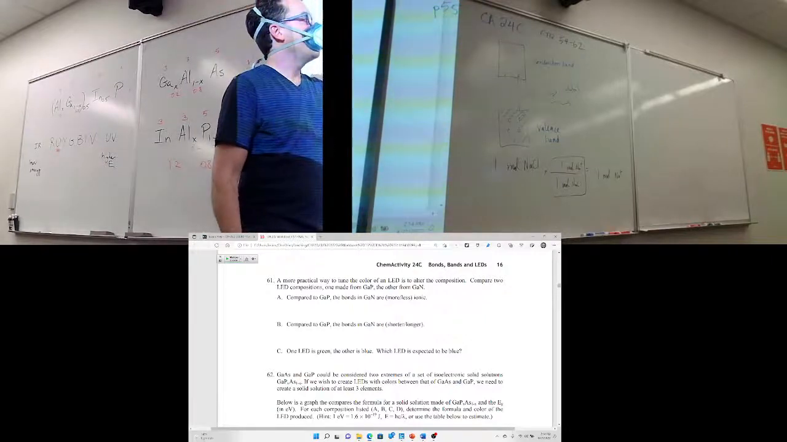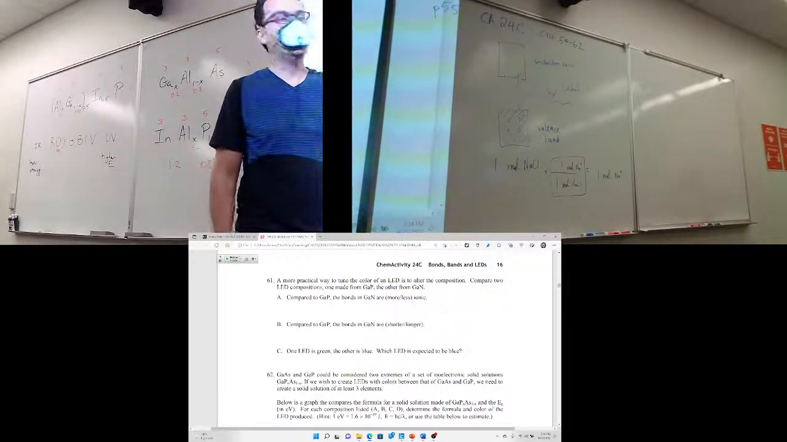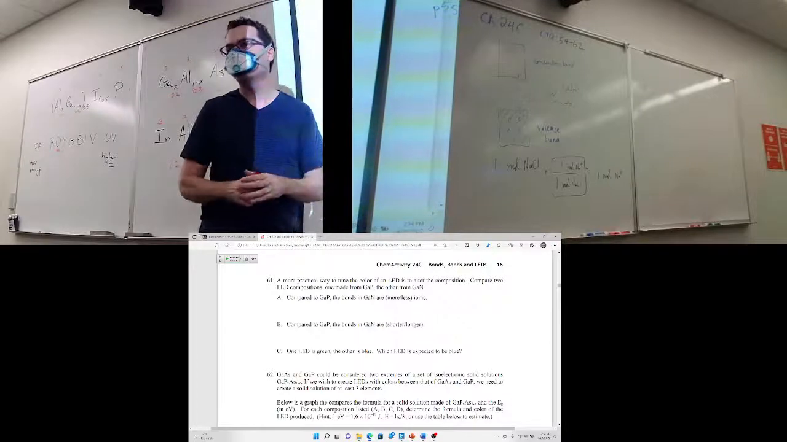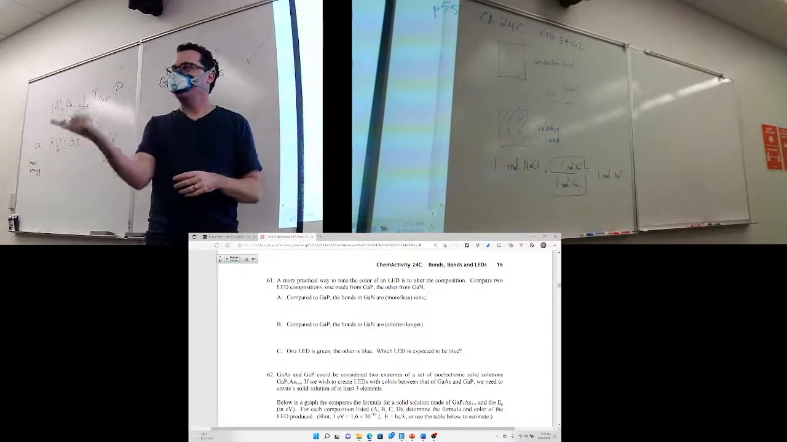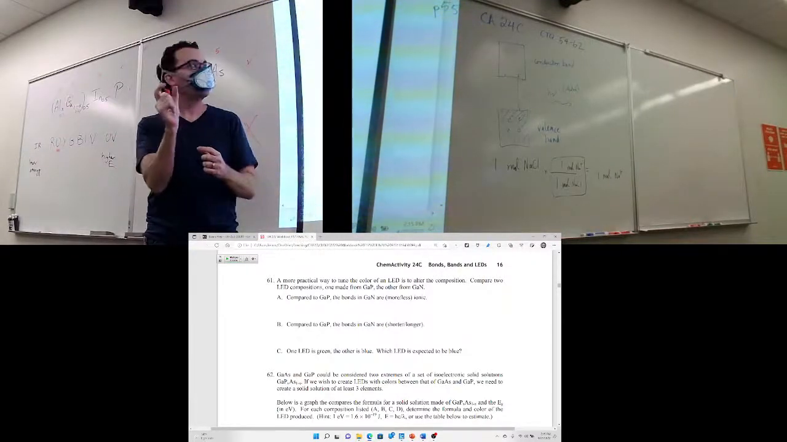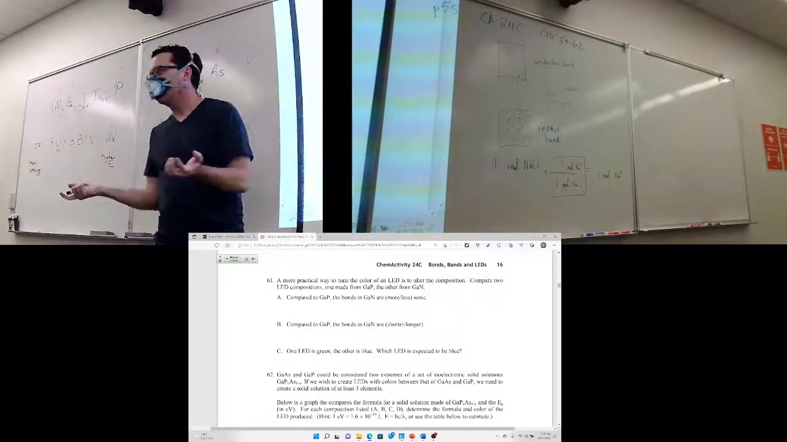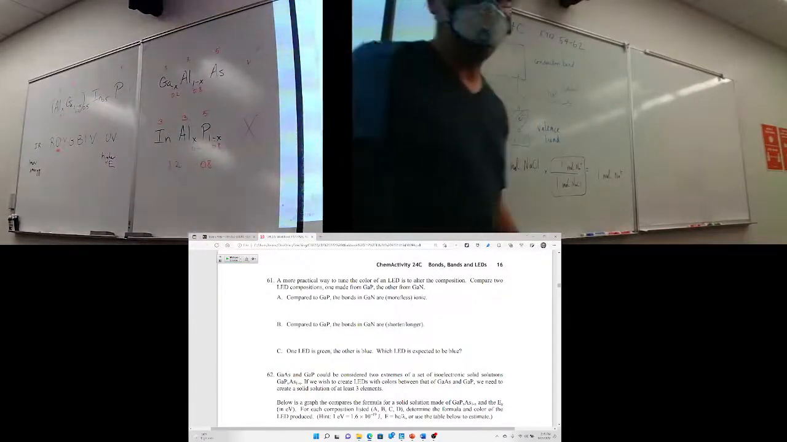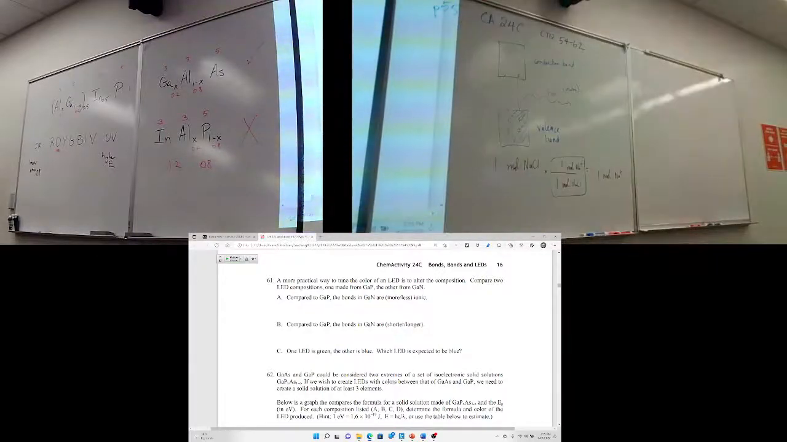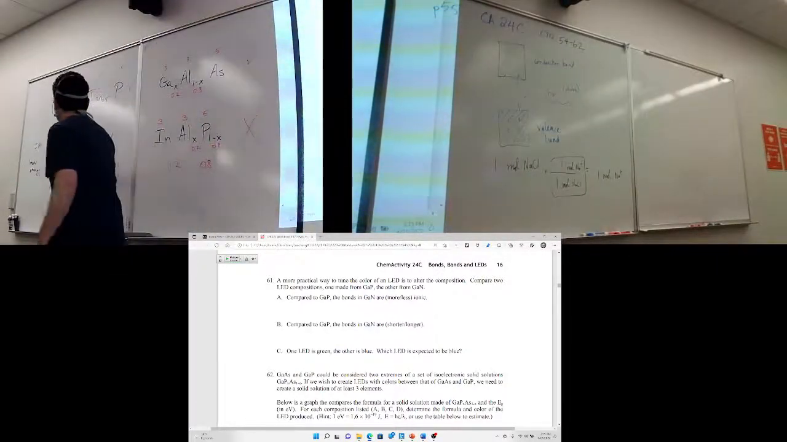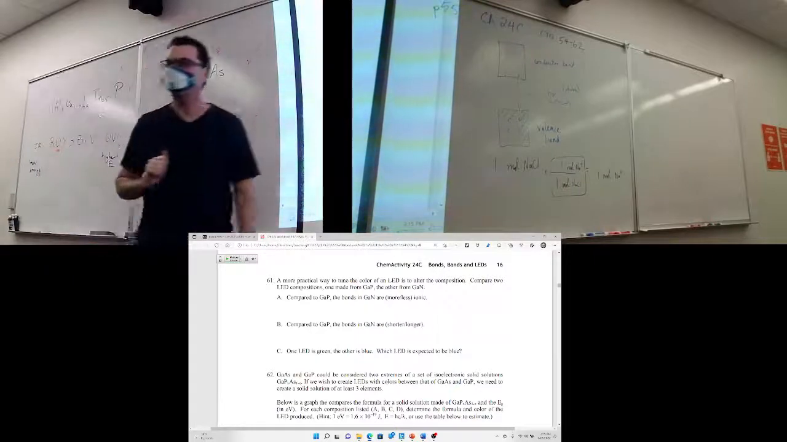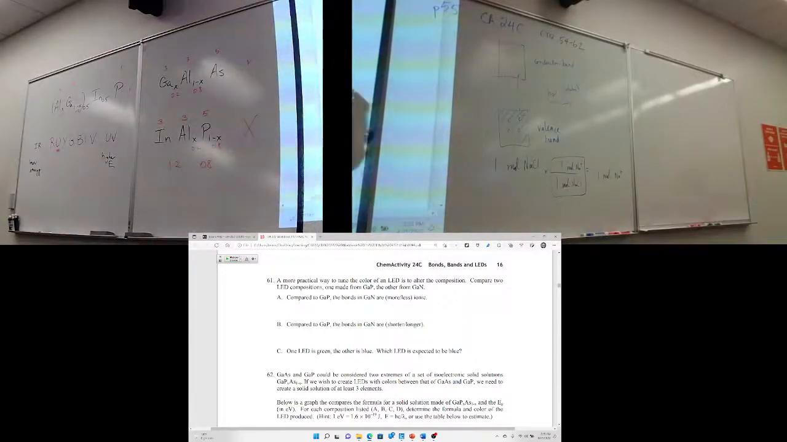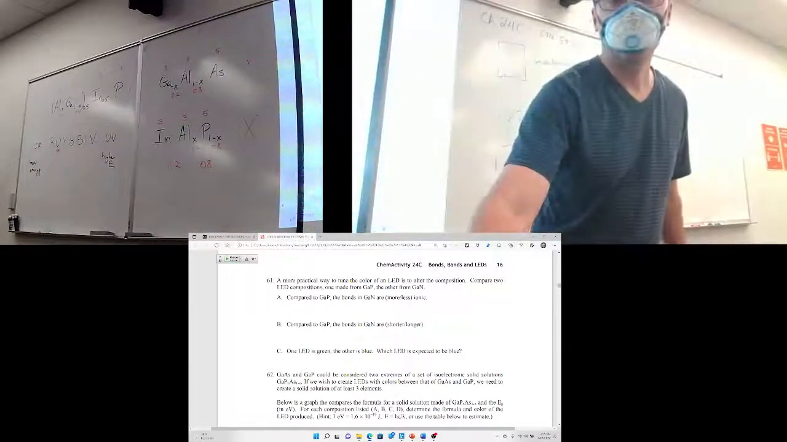So if one of them is green, the other is blue, which is the blue LED? The gallium nitride. So shorter bonds or the more ionic character, both of them will help you gauge whether it's high energy or low energy. All right, so blue versus green. Blue is higher energy, higher band gap. Okay.